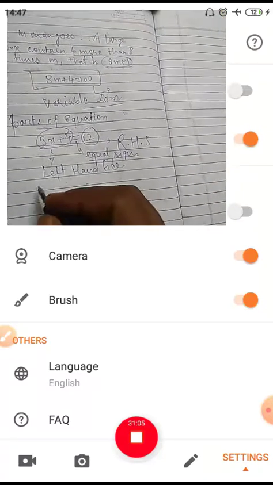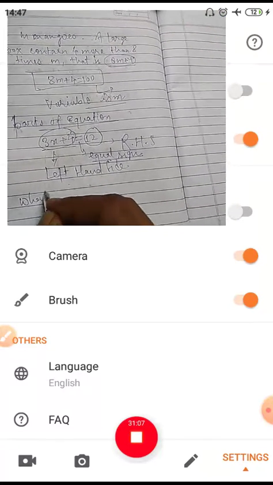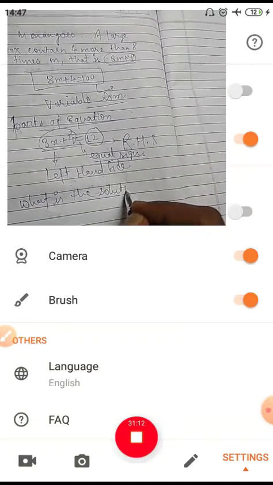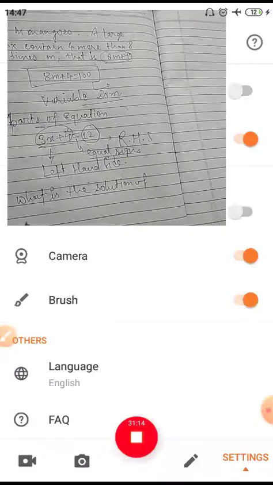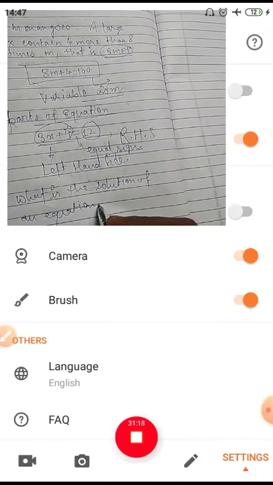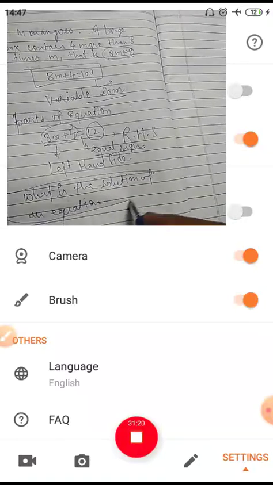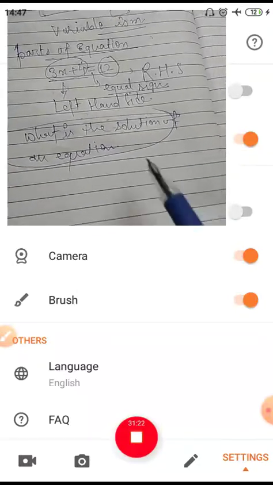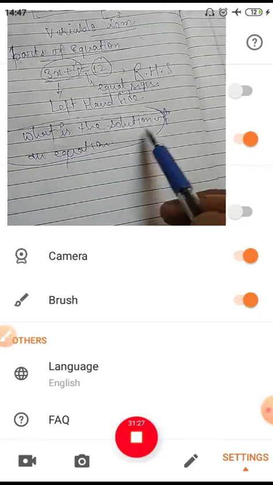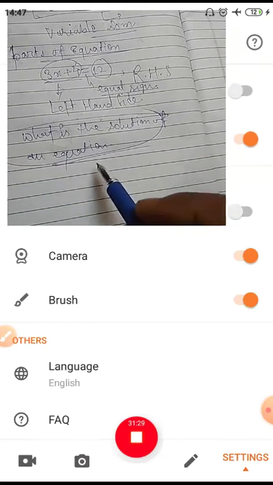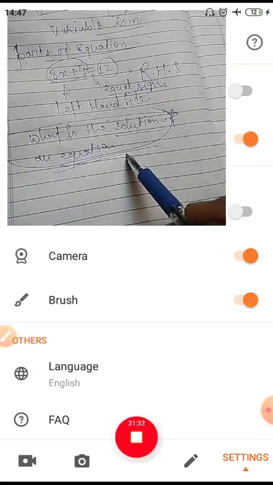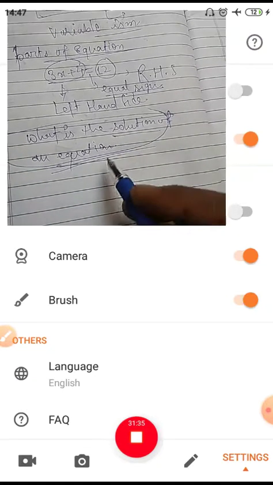What is the solution of an equation? It will be homework for you. Find what is the solution of an equation. Tomorrow we will discuss the solution of an equation and how to find the solution of an equation.